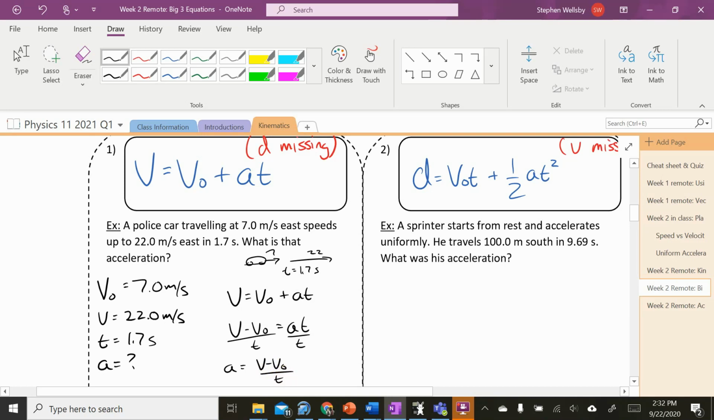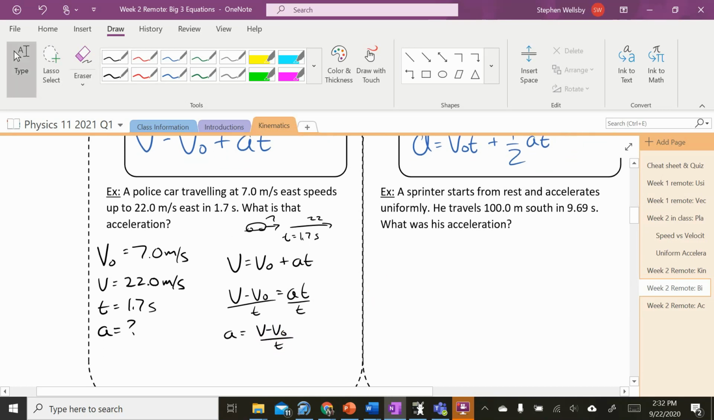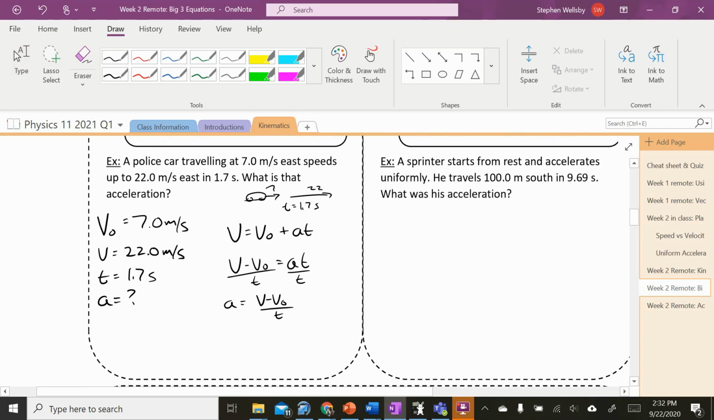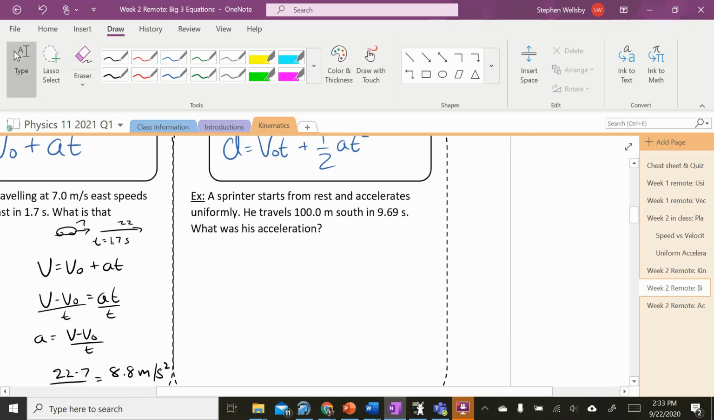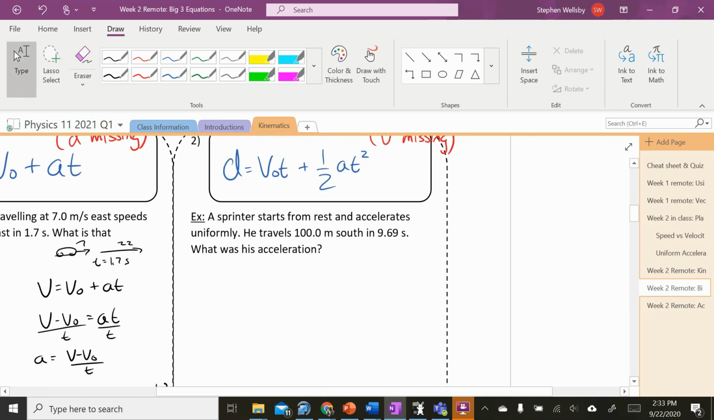Well, wait a second, this should be familiar to you. This is the acceleration formula that we used in class, delta V over T, V final minus V initial divided by T. And now we're just plugging in the numbers, so we have 22 minus 7 divided by 1.7. Plug that in your calculator, and you should get 8.8 meters per second squared. Okay, I'm sure you've done the second one as well, so let's try this one out.